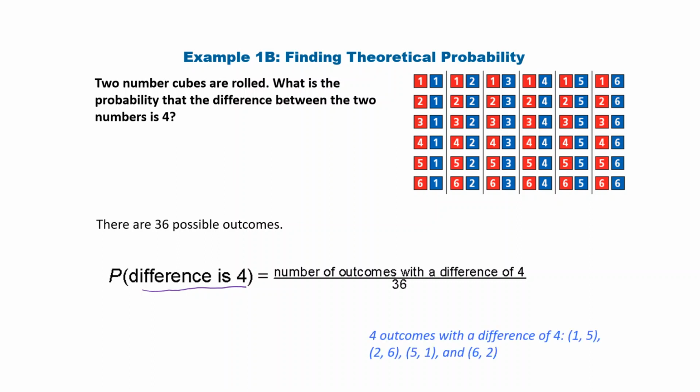Well, I know that 1 and 5, that's going to have a difference of 4. All right, I know 2 and 6, that would have a difference of 4. How about 5 and 1? Difference of 4, and 6 and 2, again, difference of 4. So there's actually only 4 of them that could be the favorable outcomes. So it's 4 over 36, which is the same as 1 over 9. And you could also put it in your calculator to get the percentage too.